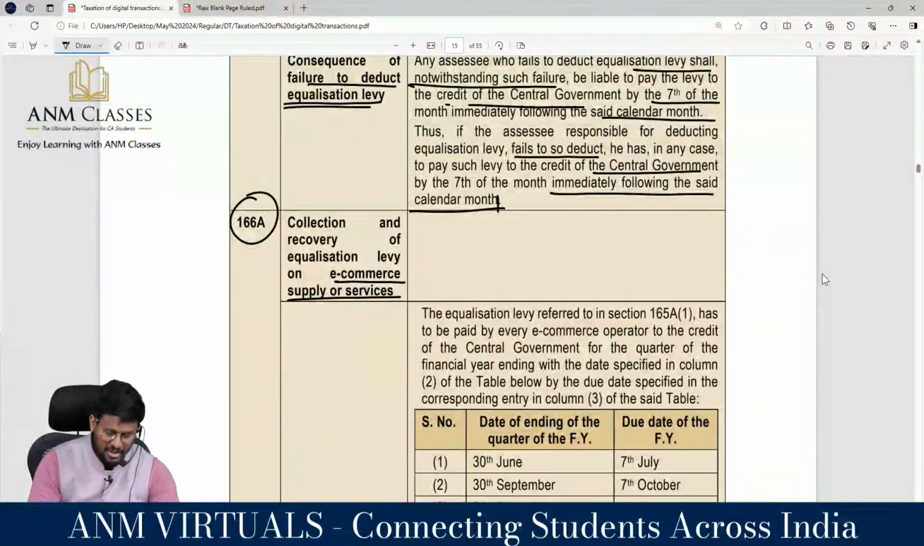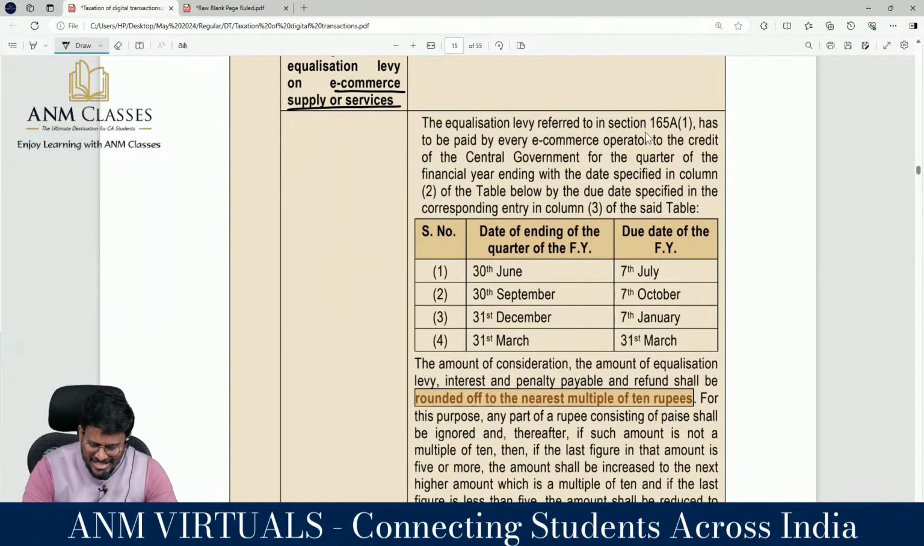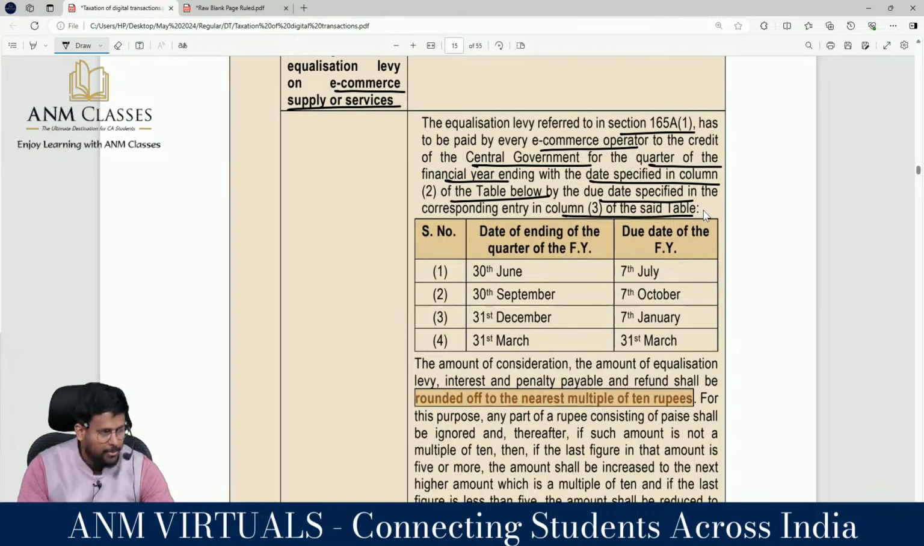Are you all really with me? Collection and recovery of equalization levy of e-commerce supply. The equalization levy referred in 165A subsection 1 has to be paid by every e-commerce operator to the credit of the government for the quarter of the financial year ending with the date specified in the column of the table below, by the due date specified in the corresponding entry in column number 3 of the said table.